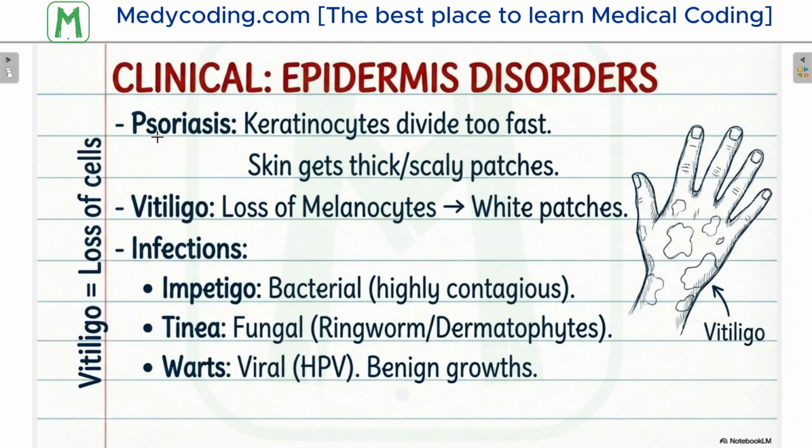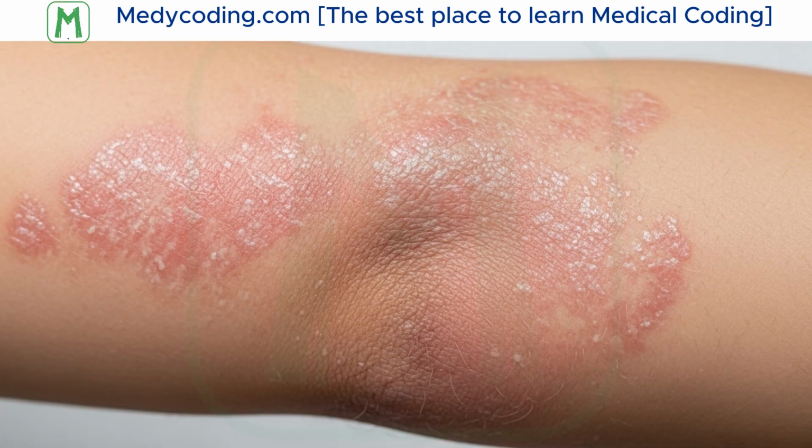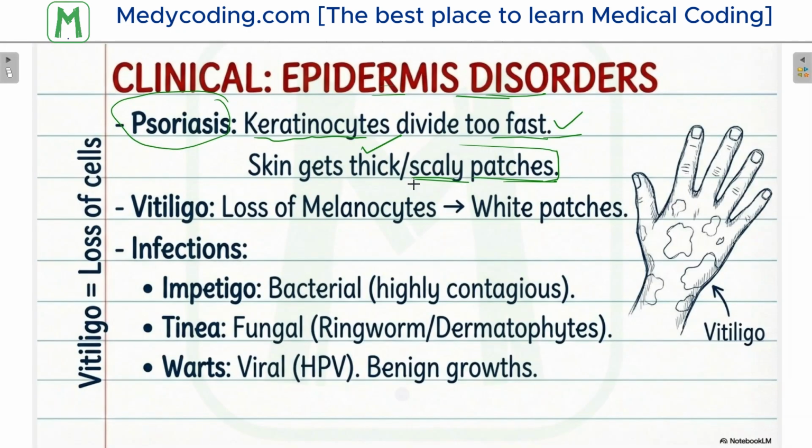So now we'll discuss some diseases of the epidermis. The first is psoriasis. Psoriasis is caused because of a disorder of keratinization. We know that keratinization is the process of forming mature keratin. If the keratinization process is high, meaning they're forming too much keratin quickly, then the skin becomes thicker, and it leads to scaling and thick patches on the skin. You can see in this image, this condition is known as psoriasis.